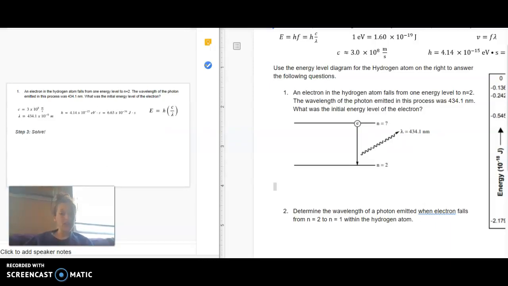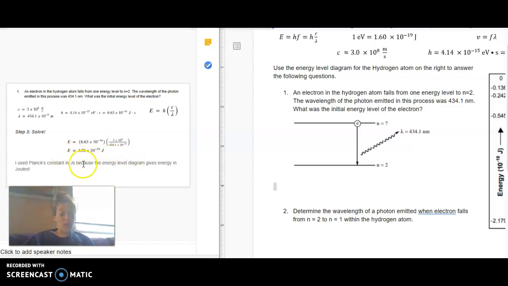So now I simply need to solve. Using what I know, using my equation, I will solve for the amount of energy that is emitted when the electron moves from one energy level to the other. And I find that the energy is 4.58 times 10 to the negative 19th joules. And again, I use Planck's constant in joule seconds because the energy level diagram gives energy in joules.